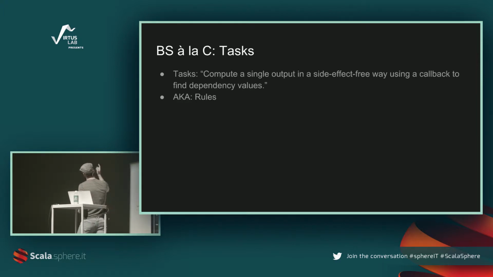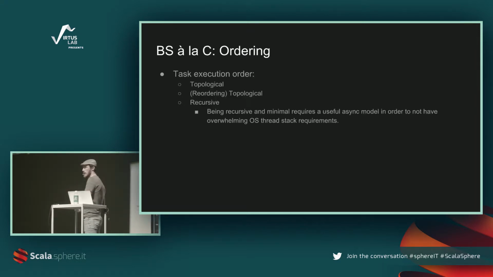So BSLC also says that tasks are a way to compute a single output in a side effect free way using a callback to find dependency values. Other systems call them rules, but they're basically the composition units. When you're extending your build tool, you write tasks, you write rules. And these tasks are then executed in some order. So you might execute them topologically, which is basically just doing a topological sort. That requires that you already know what the dependencies of the tasks are, which is important. We're going to get into that.